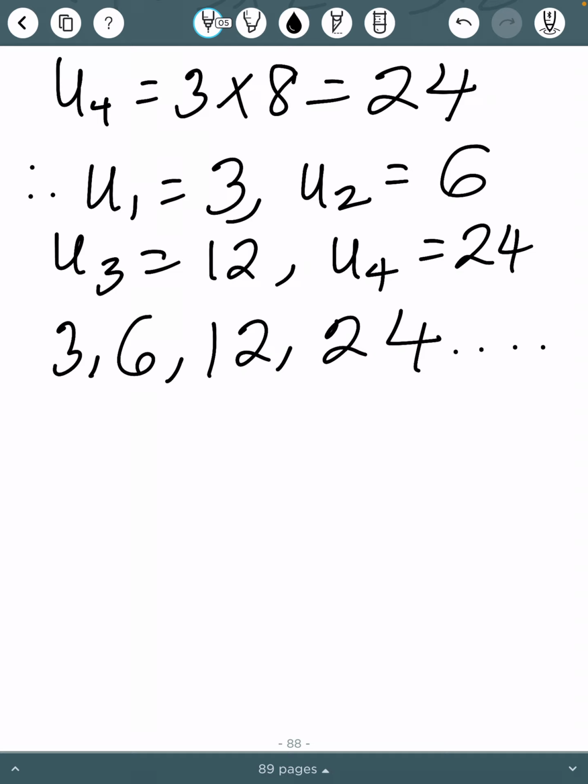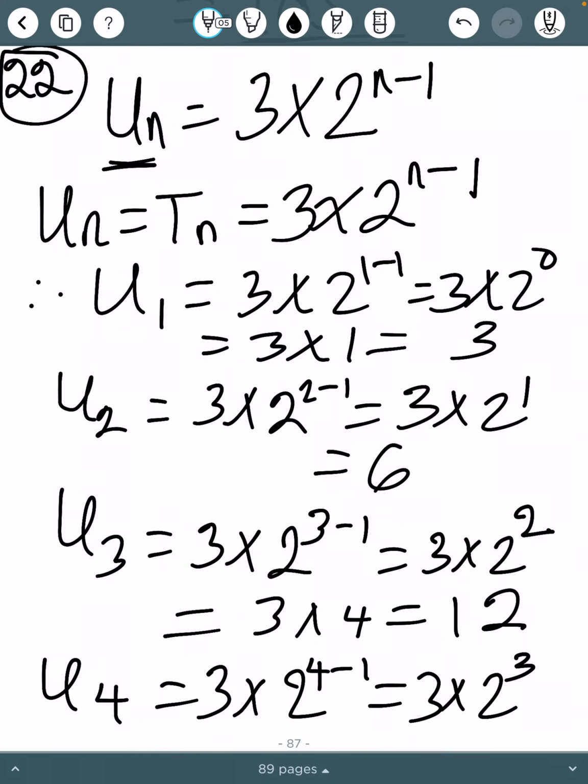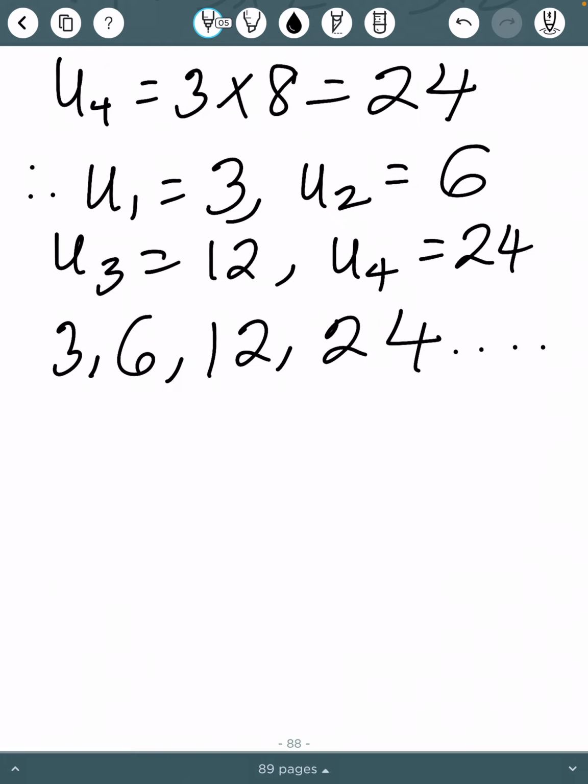The question says that we should write down the first 4 terms of the sequence. So we have successfully written down these first 4 terms of the sequence like that. Now, Roman numeral 2 now says, this is question A. Let me number it well. This is question A of 22, and this is Roman numeral 1 of question A. Now, let's go to Roman numeral 2.